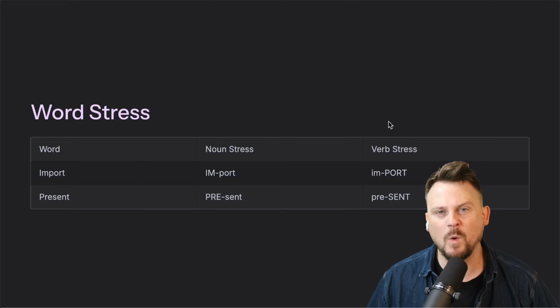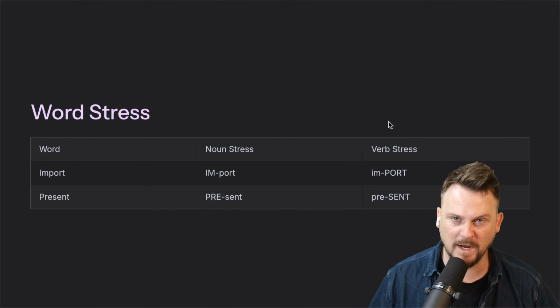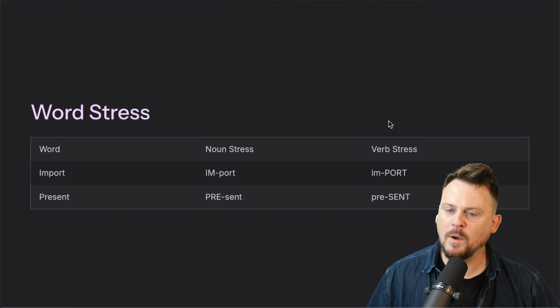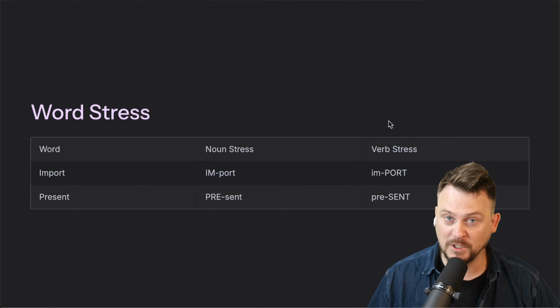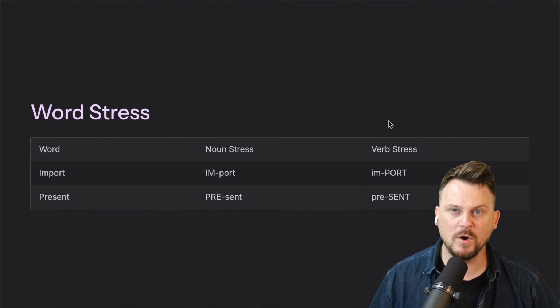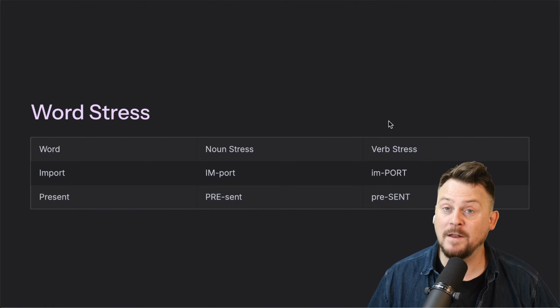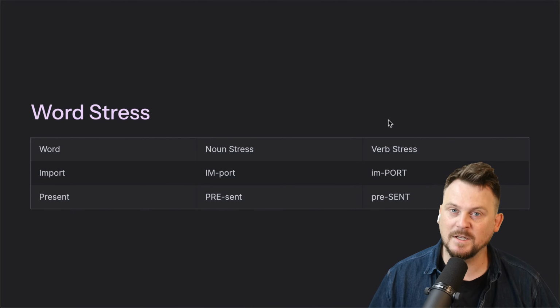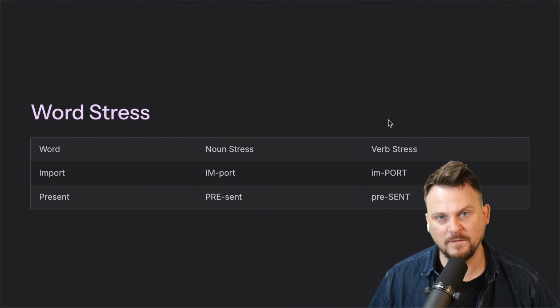What about word stress? Well, we talked about word stress last week. So this is maybe just review, right? But remember that the stress you put on a word can change its meaning. And if you don't stress it correctly, it can cause confusion. So what is the difference between IMport and imPORT? Well, IMport would be if it's a noun, and imPORT would be if it's a verb.